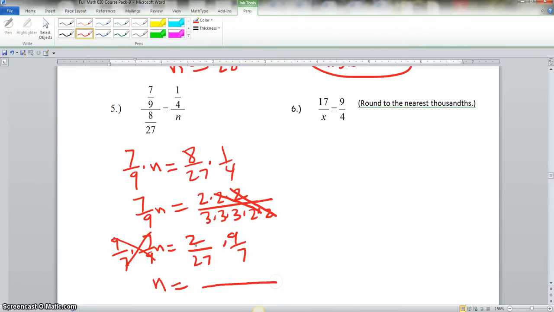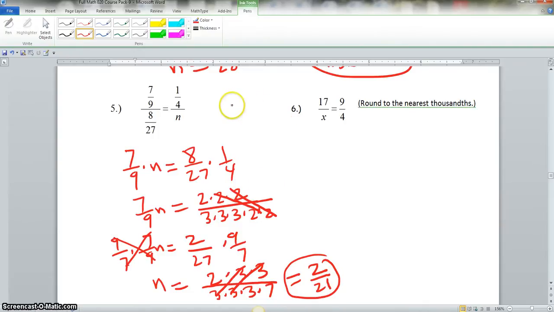Now, we could take the prime factorization of 2 and 9. 2 is 2, and 9 breaks down to 3 and 3. 27 breaks down to 3 3's, and we bring our 7. Now we will have 2 sets of 3's that simplify out, and our final answer would be 2/21.